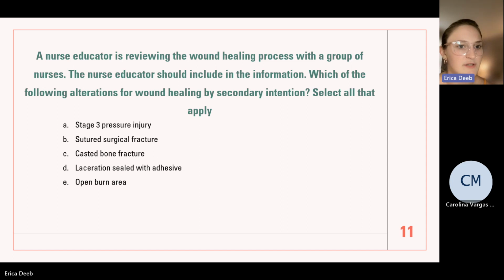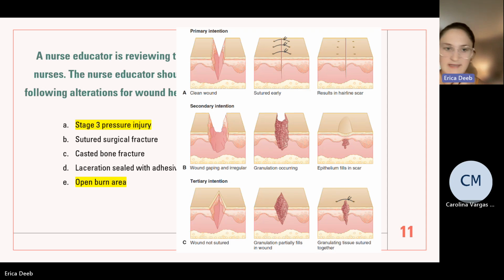A, a stage 3 pressure injury; B, a sutured surgical fracture; C, a casted bone fracture; D, a laceration sealed with adhesive; and E, an open burn area. This one's just asking which of the following wounds would heal by secondary intention. So the answer is going to be A and E. Secondary intention, like we said, is going to have to heal on its own without any intervention.